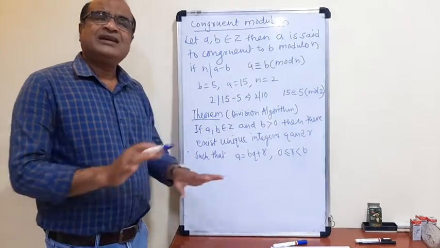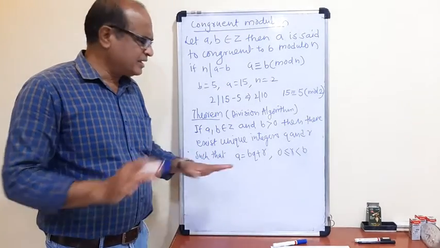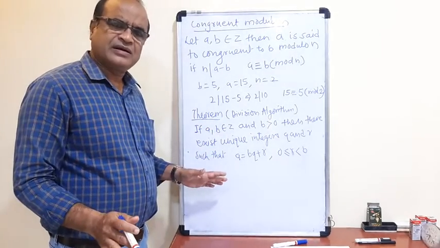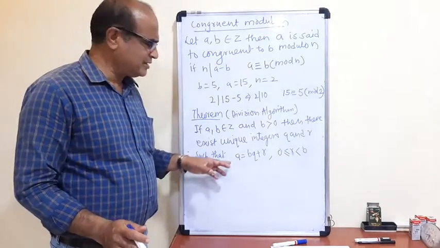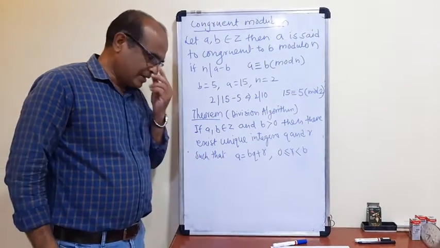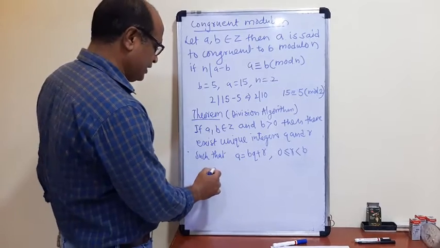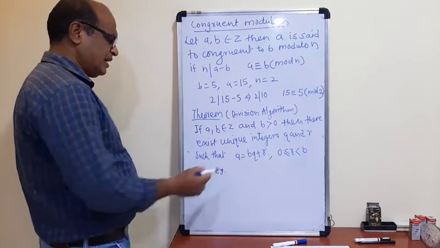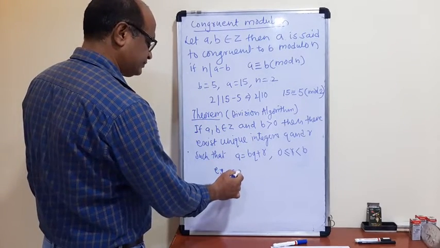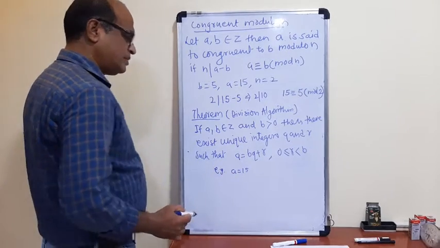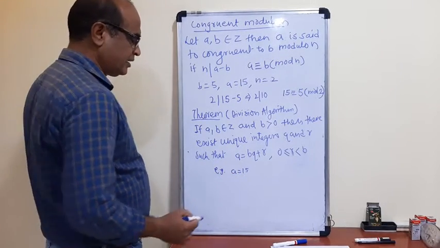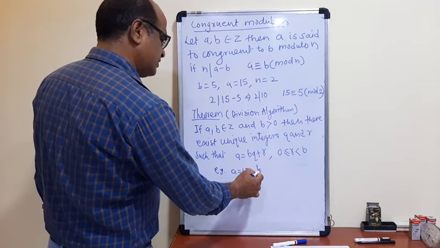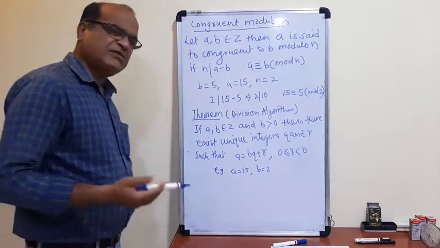So this is the division algorithm. We proved this division algorithm in analysis, so that proof is already taken. We just discuss what the division algorithm is here. For example, a is equal to 15 and b is equal to 2. Then what are q and r?